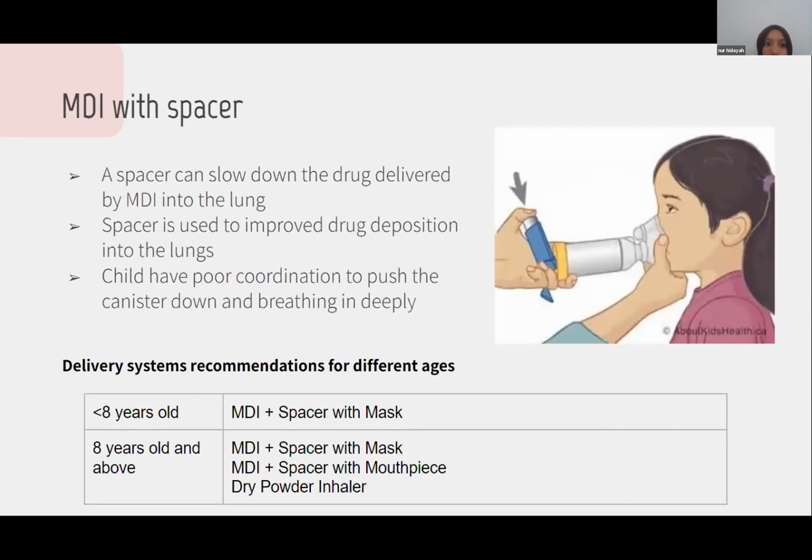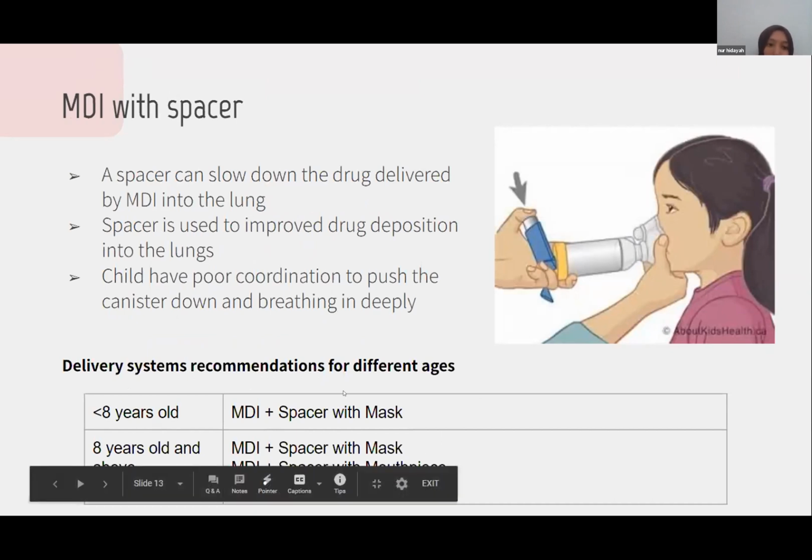So, MDI with spacer. What is a spacer? A spacer is used to improve drug deposition into the lung. A spacer can slow down the drug delivered by the MDI into the lung. This is for children who do not have full coordination to push the canister down and breathe in deeply. So it is recommended for babies and young children.